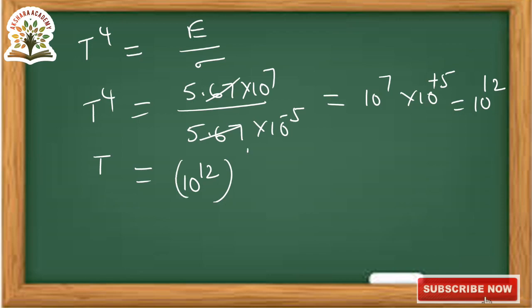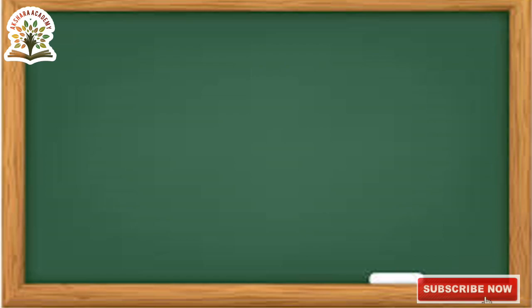This 4 becomes 1 by 4. So 12 ones, 12 threes. So T is equal to 10 cubed, that is equal to 1000. 10 cubed is nothing but 1000. So therefore the final answer is temperature T equals 1000 kelvins. Okay, next we'll go to the next question.